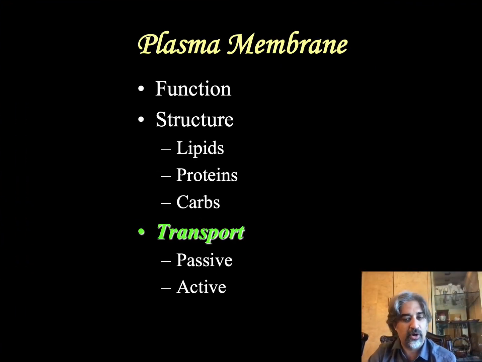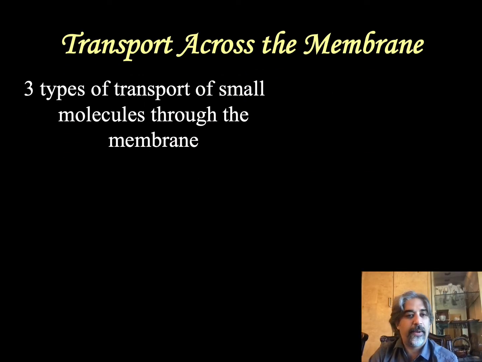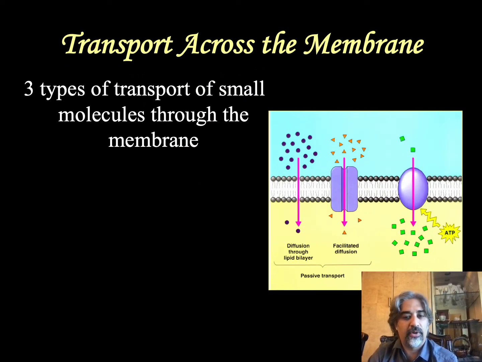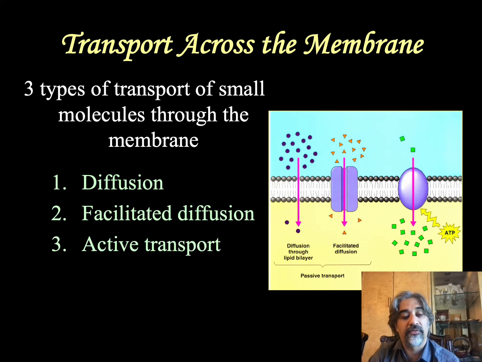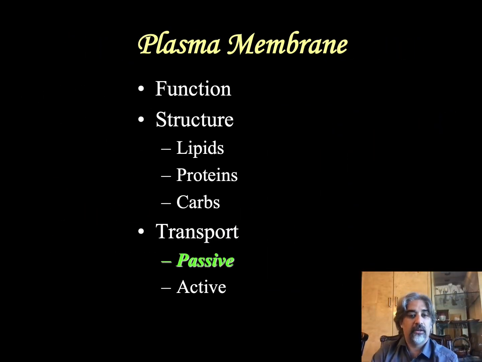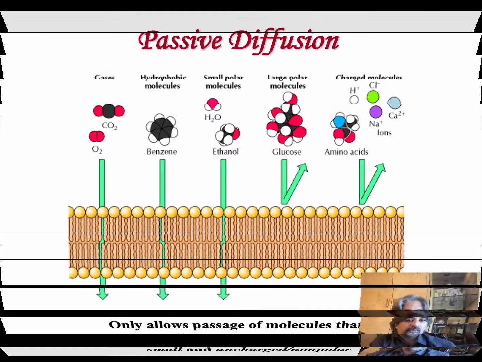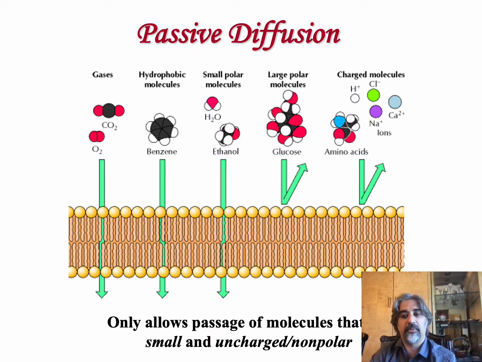Let's talk about transport across the membrane. You can have passive transport, which can be basically just going through due to diffusion, facilitated diffusion, which means you need a protein. And then finally, active transport requires energy. Passive transport first. Basically, it's the simplest mechanism by which molecules can cross the plasma membrane. A molecule simply dissolves in the phospholipid bilayer, diffuses across it, and then dissolves in the aqueous solution at the other side of the membrane.